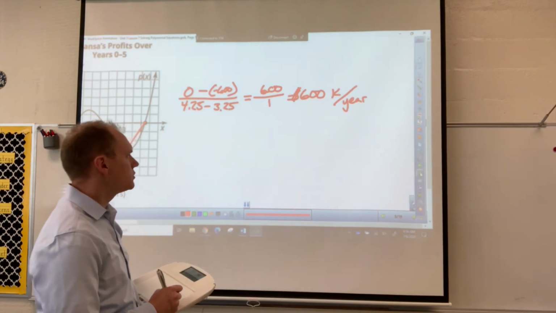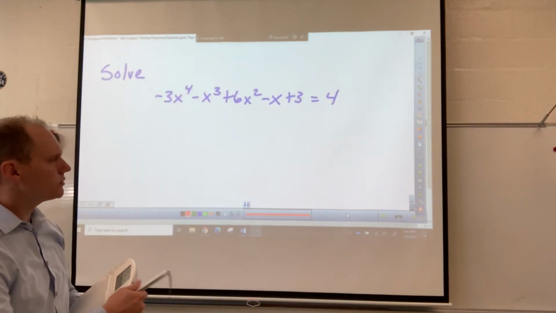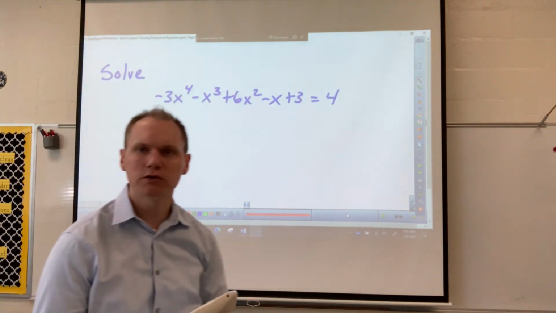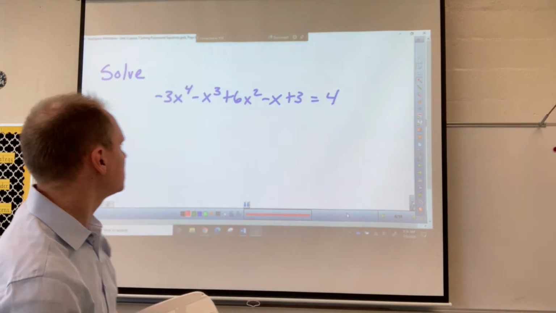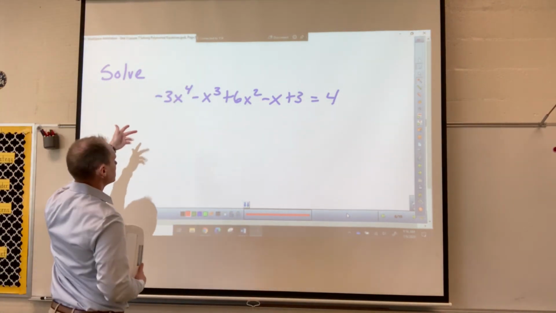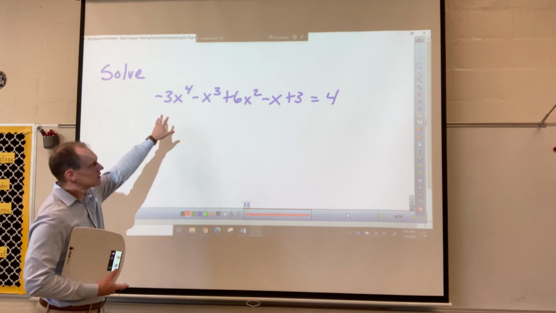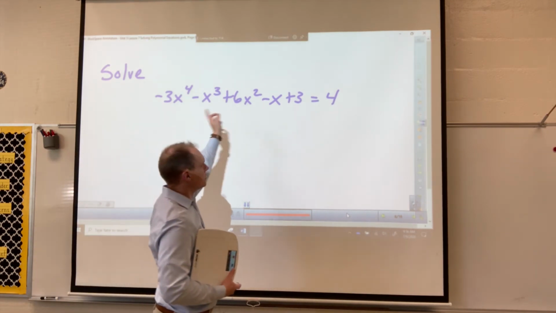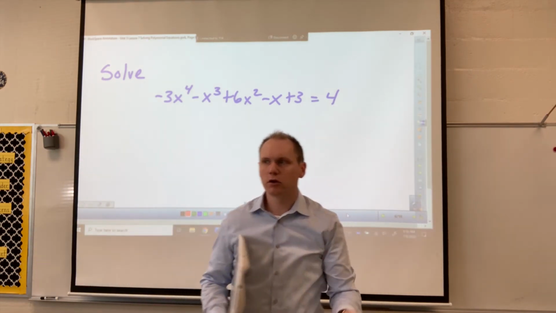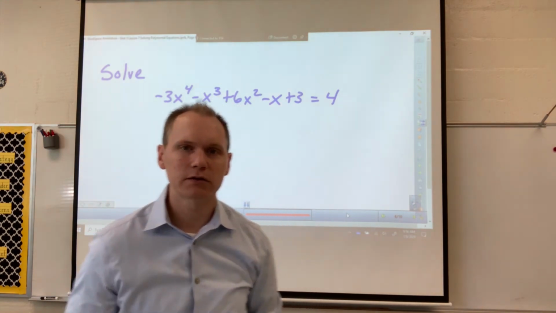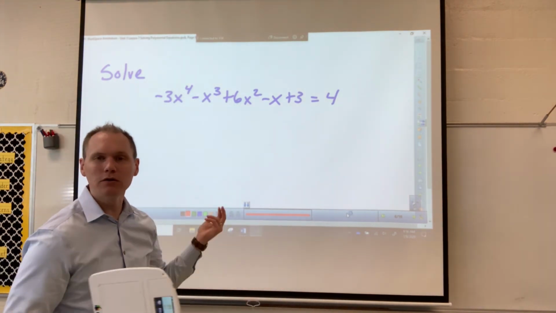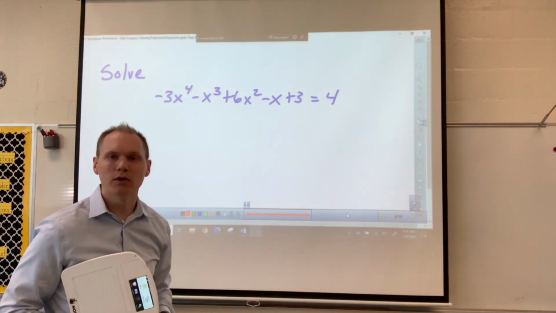Okay, so let's give you some other examples. Let's go back to solving equations and inequalities, and let me just throw an equation at you here. So we have a quartic. This quartic polynomial equals 4. So the question is, what value of x makes that occur? And if I were to do this by hand, I don't even know where I would begin.